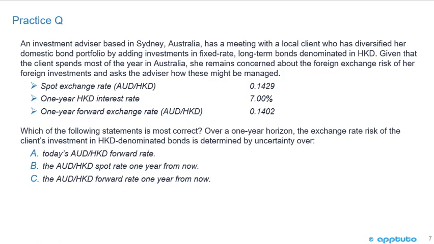So we have a spot exchange rate, Aussie dollar to Hong Kong dollar, 0.1429. The 1-year Hong Kong dollar interest rate is 7%, and the 1-year forward exchange rate, Aussie dollar to Hong Kong dollar, 0.1402. Okay, so which of the following statements is most correct? Over a 1-year time horizon, the exchange rate risk of the client's investment in Hong Kong dollar denominated bonds is determined by uncertainty over A, today's Aussie dollar Hong Kong dollar forward rate, B, the Aussie dollar Hong Kong dollar spot rate 1 year from now, or C, the Aussie dollar Hong Kong dollar forward rate 1 year from now.